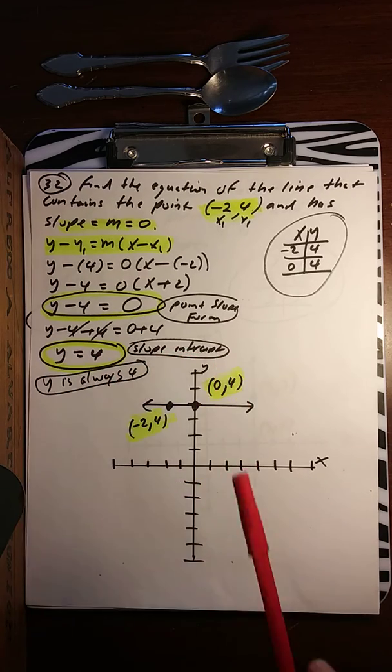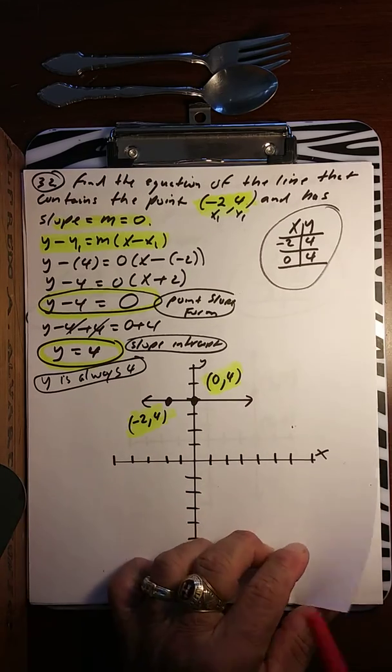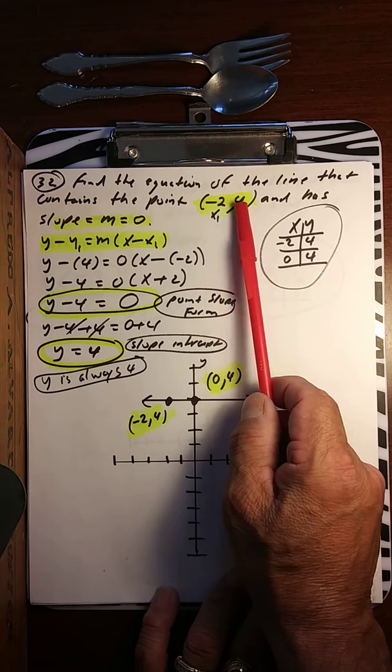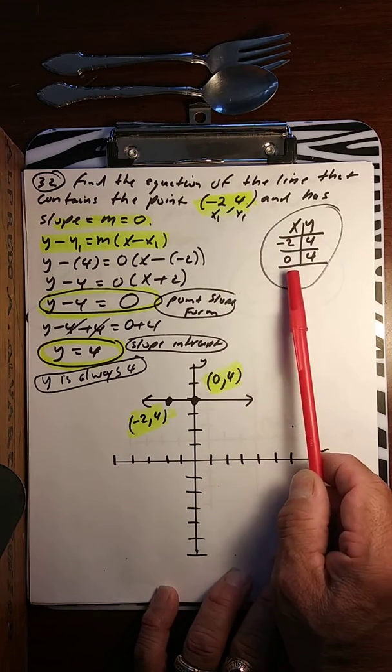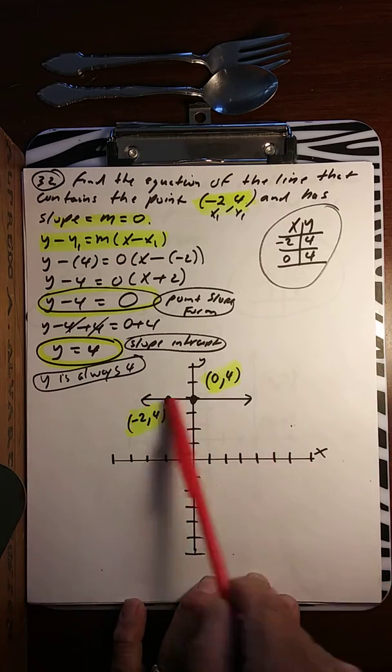That's it. Slope-intercept. Y is always equal to 4. So the point we have is negative 2 and 4. If you put a 0 in there, it's still going to be a 4. (0, 4). So it's going to be a line like that.